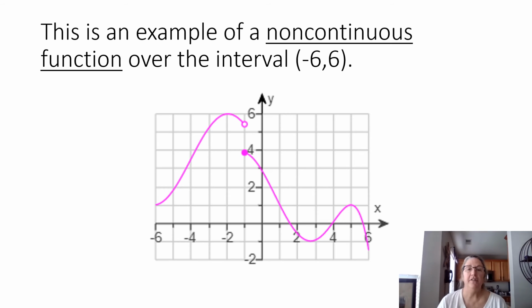This is a perfect example of a non-continuous function over the same interval from -6 to 6. Because although it is smooth, if you look right here, when x is equal to 1, it jumps. So it is not continuous. Think of continuous as just a smooth, wonderful example.